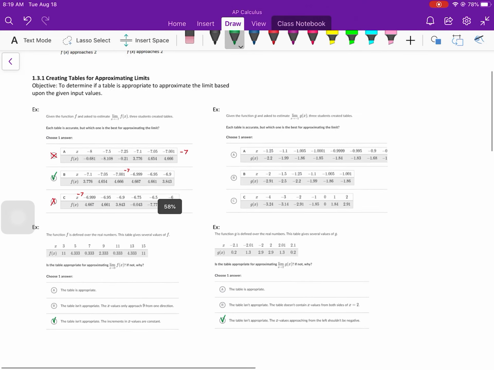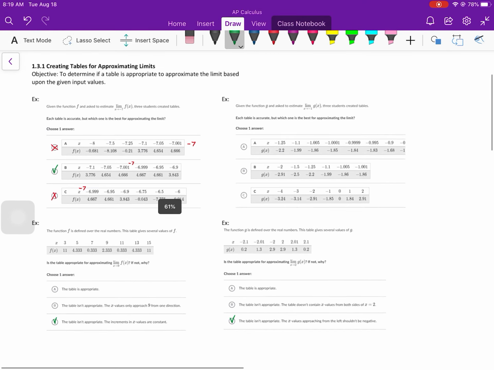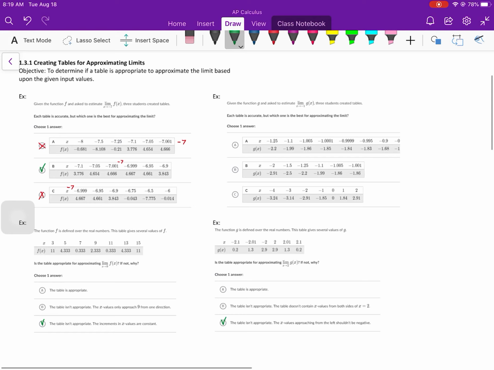And there you have it. That's just more of an introduction to limits from tables. I think the next assignments are a little bit easier, a little more straightforward. But basically, here is the table appropriate? What we're really looking for is: are the x values getting really, really close to the x value that we're looking at? And is it going from both sides?